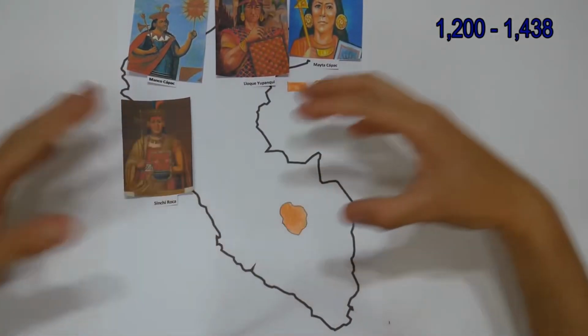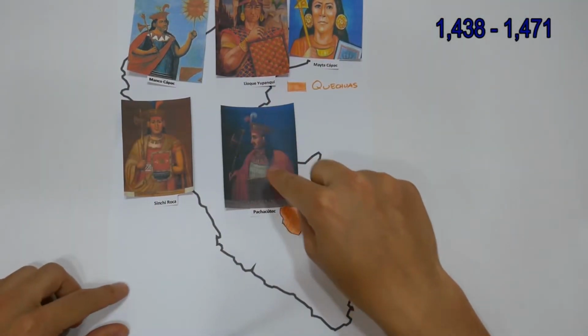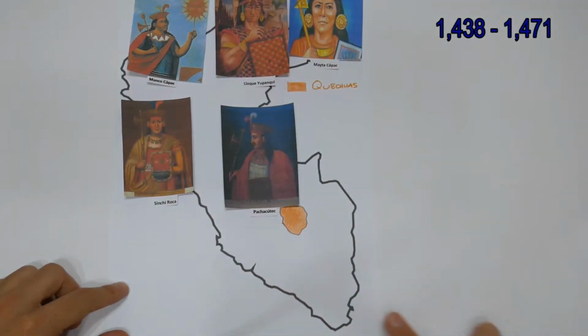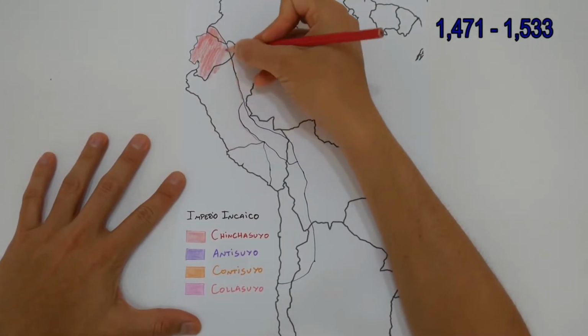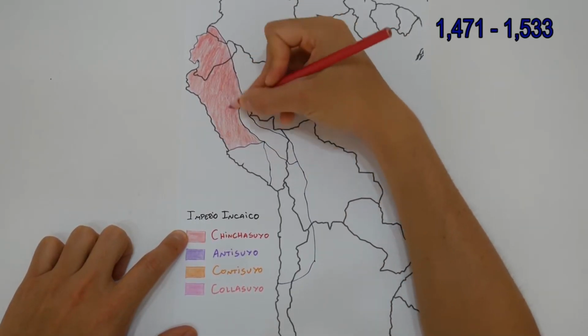The Great Expansion began with the 9th Inca Pachacuti, between 1438 and 1471, thus managing to subdue the Cañaris in present-day Ecuador. To the south, he subdued the Aymara kingdoms, which occupied the areas of present-day Bolivia, Chile, and Argentina. So now, we will need a bigger map. Indeed, this empire controlled territories from Ecuador to northern modern-day Argentina.